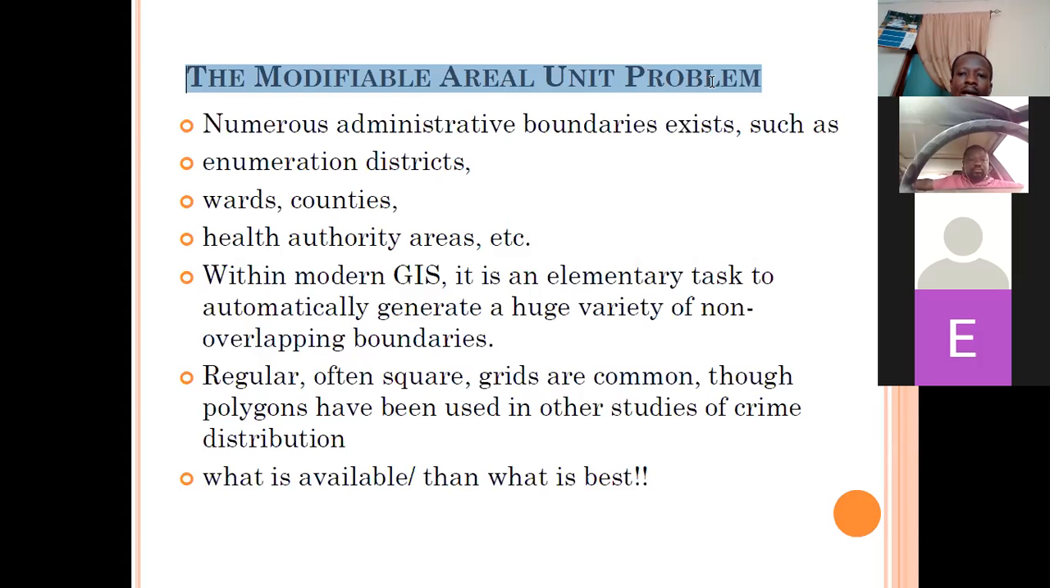So the modifiable areal unit problem, we need to understand it. If you don't understand it, you can be fooled. You can be living in a country in which you are being fooled around. Elections are being won. If you are ignorant, people take advantage of you a lot.